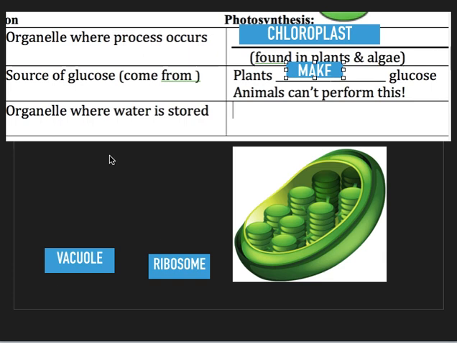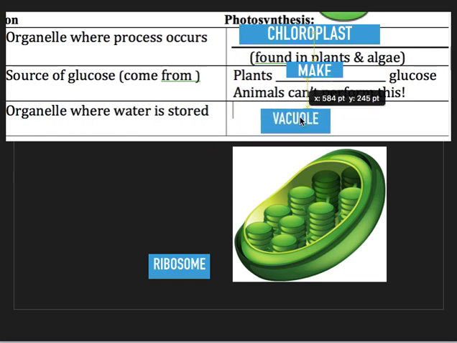Okay? Organelle where water is stored. Which one of these two organelles stores stuff? Vacuole. So the excess water, that plant will store it in the vacuole. And remember, this is photosynthesis, so you're making energy from light. Photo is light. Synthesis, we know, is to make. And ribosomes, that's the distractor here, they actually make, it's protein synthesis, so they make proteins.